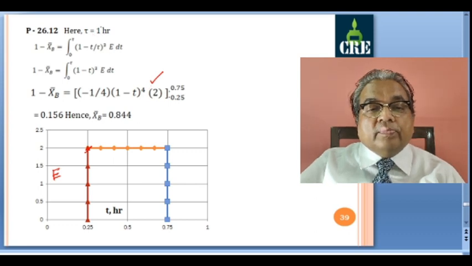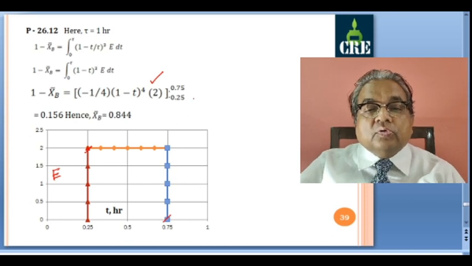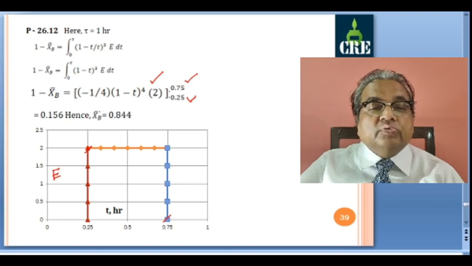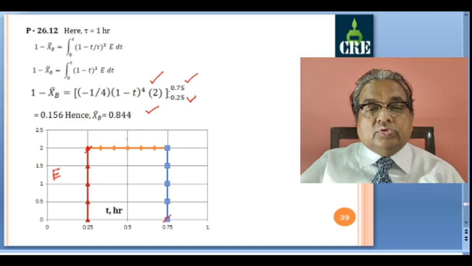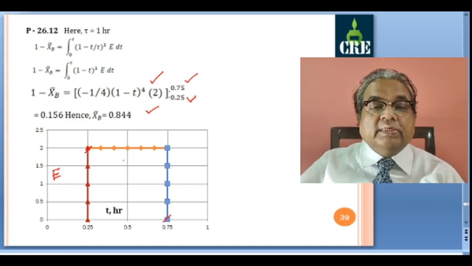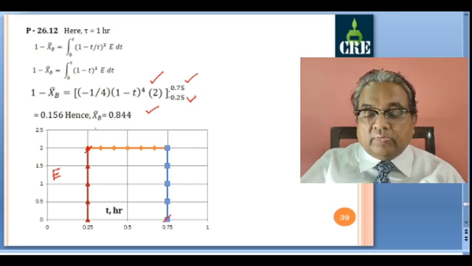Now, the time required for complete conversion, from the data, is 1 hour. But this distribution ends here at 0.75. So we don't have the data beyond this point. So we'll take these limits, 0.25 to 0.75. If you take these limits and substitute here, you get this as 0.156, and xb bar you'll get as 0.844. So for this kind of exit-edge distribution, mean conversion is 84.4.